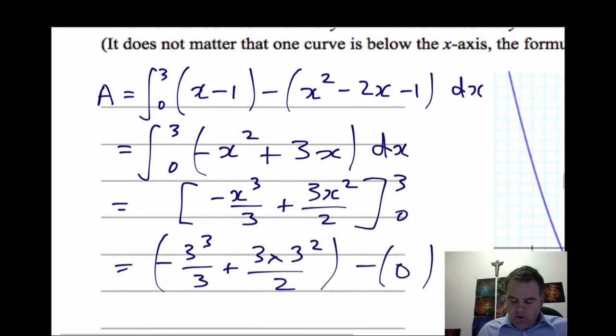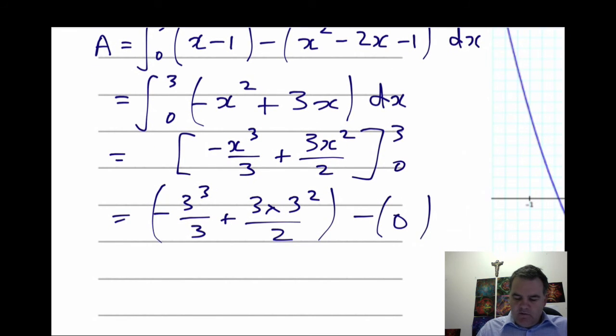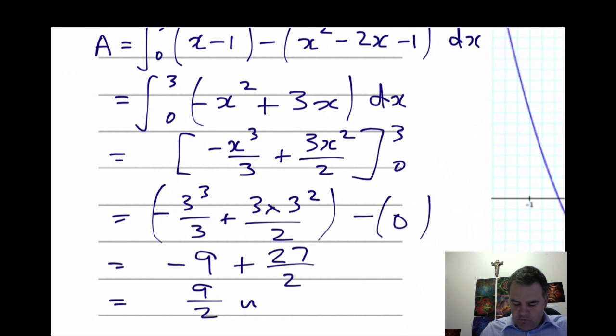Okay, here we go. So obviously substituting 0 in for x there and there is just going to leave us with 0. So it really isn't necessary to do that part. We know that the second bracket there is going to be 0. That's cool. So we just got negative 27 over 3, which is negative 9, plus, and this one here we've got 27 over 2. So negative 18 over 2 plus 27 over 2, so it's 9 over 2 unit squared. All works out nicely.